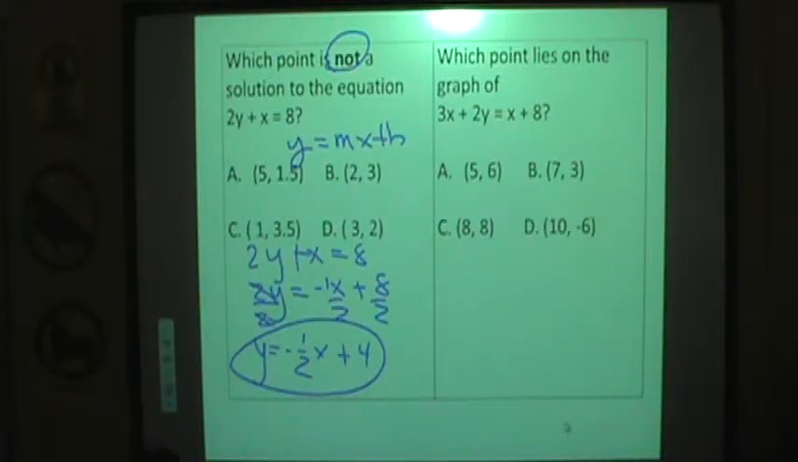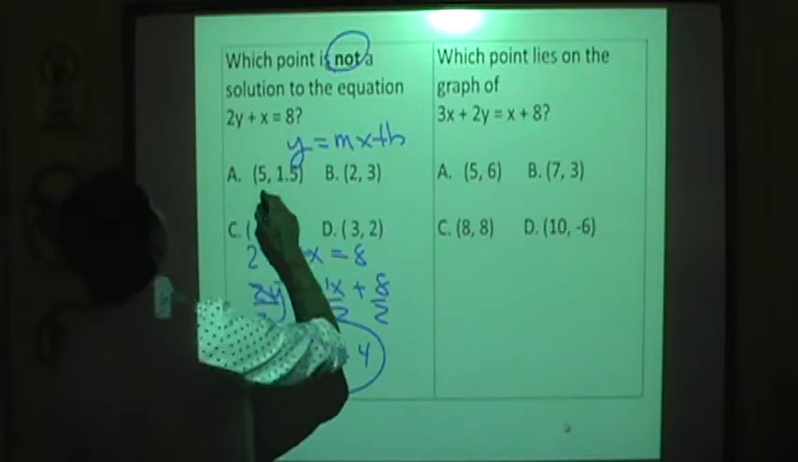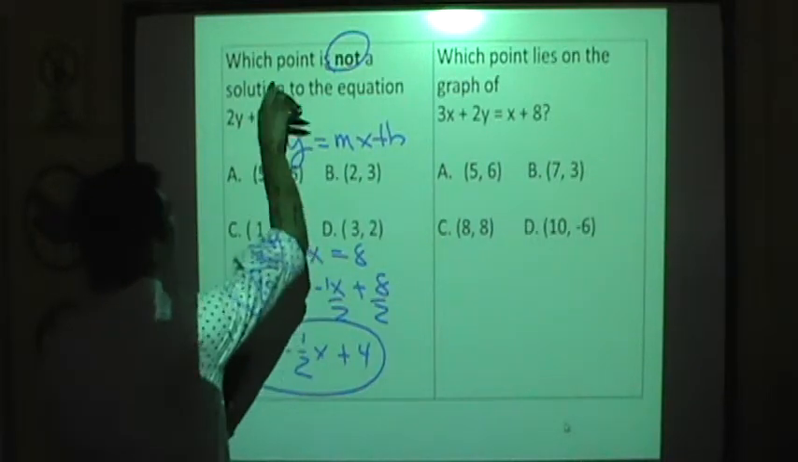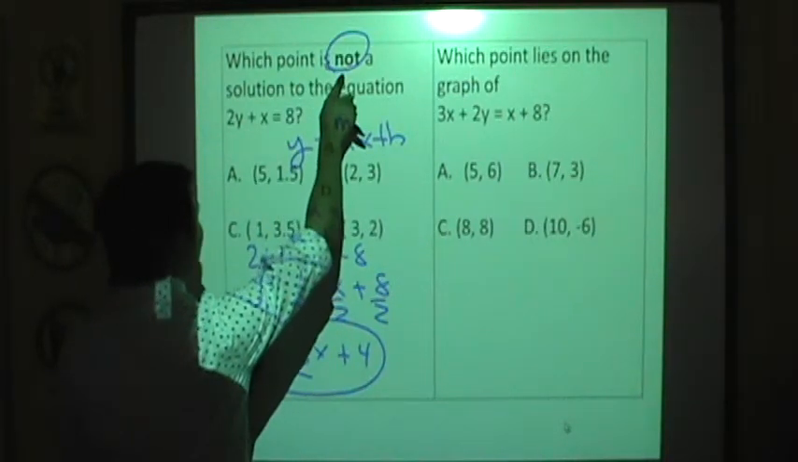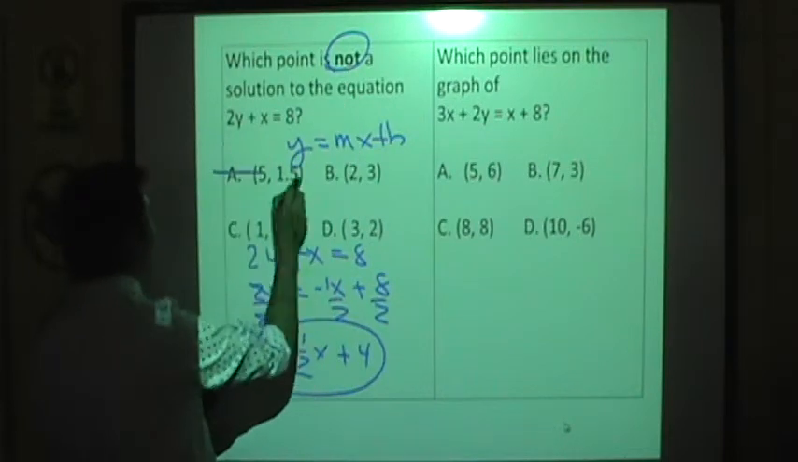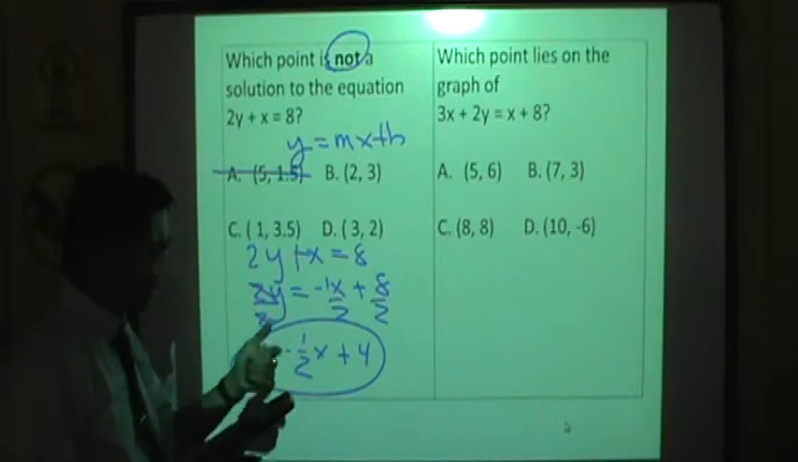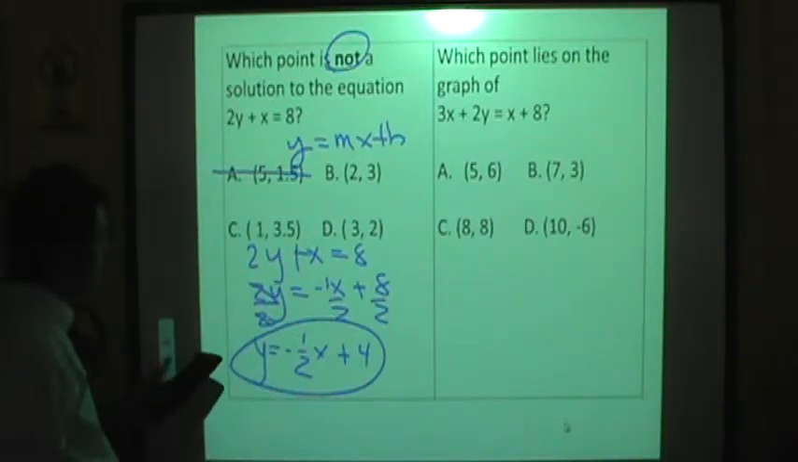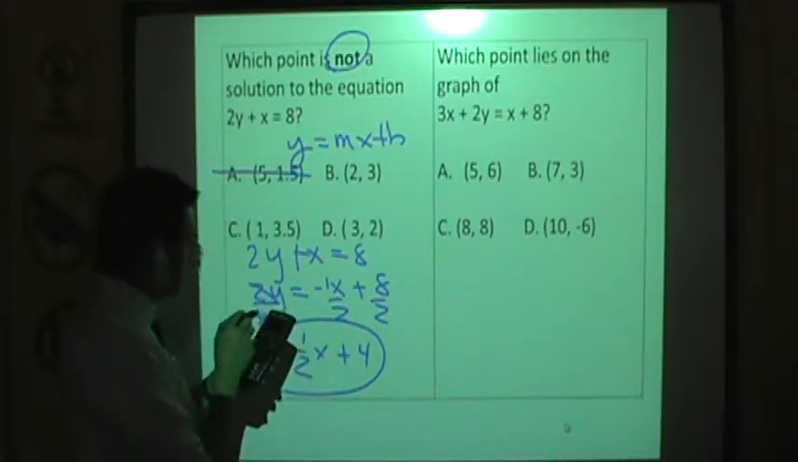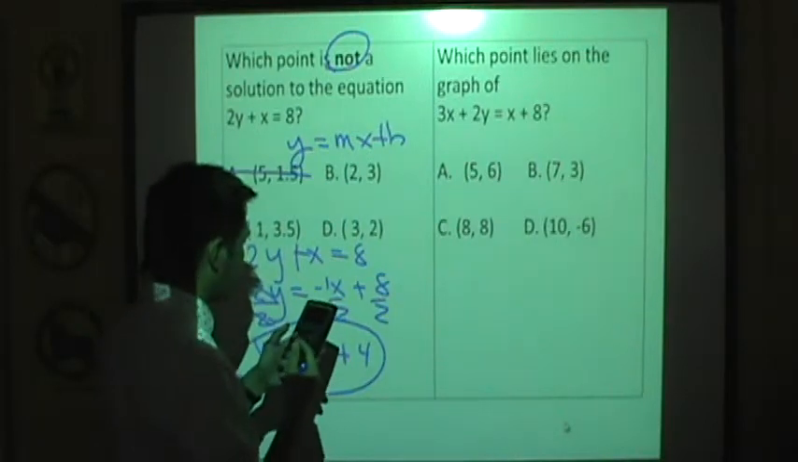So let's start with A. 5 and 1.5. According to the table here, 5 and 1.5 is in the table. So since we're looking for the point that is not, that means A is not the answer, because 5 and 1.5 is in the graph. Okay, according to the problem, it's the solution here, according to our table here.